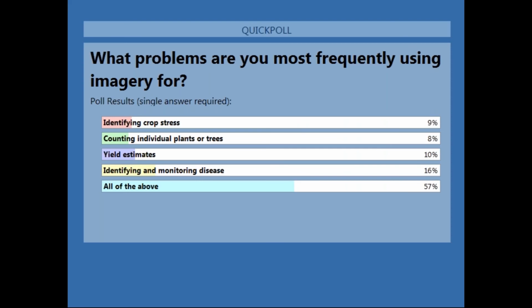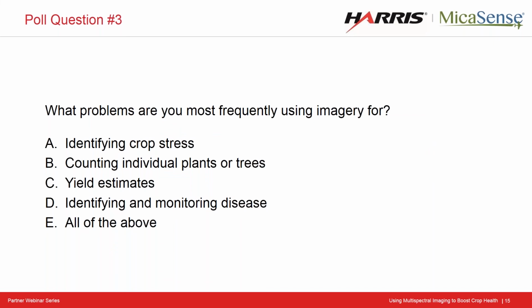All right. Looking at the results from the poll, it's overwhelmingly all of the above. That's exciting to see. We also have a nice distribution between identifying and monitoring disease, yield estimates, counting individual plants, and identifying crop stress, which is great. We'll go over a lot of that in the next section.